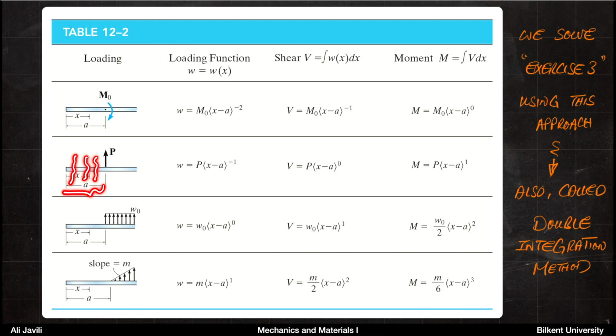So at any point to the left of the point at which you apply the force P, the shear force would be 0. And right after that, the shear force would be exactly P. So you can define your shear force like this: shear force V = P⟨x − a⟩^0.